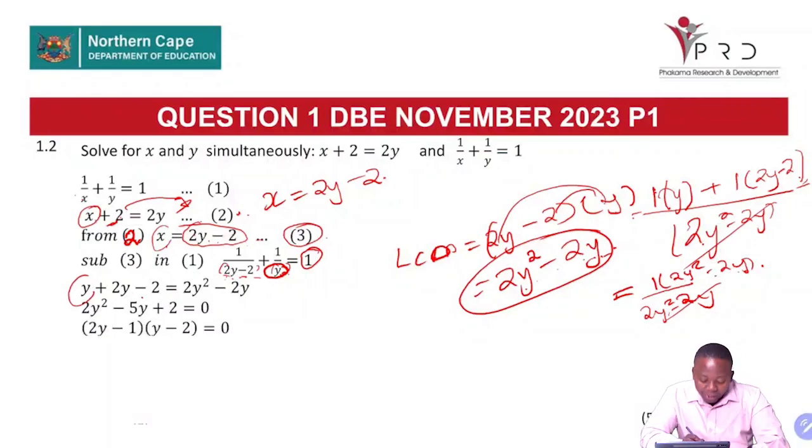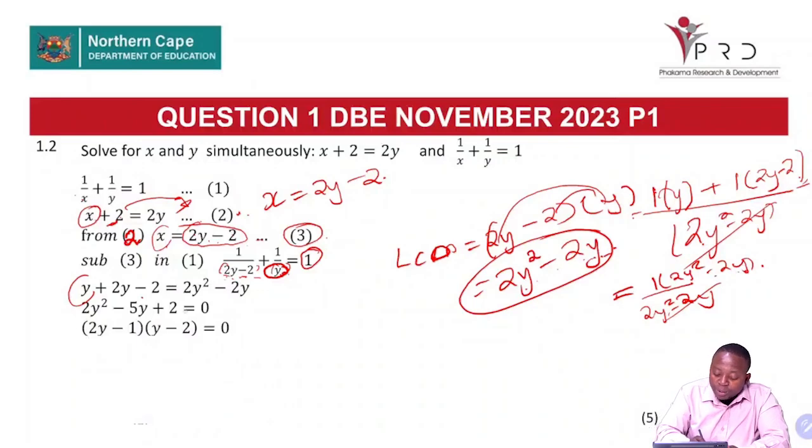After that, we write in a standard form. We transpose everything to the left. Then we work with the like terms. Thereafter, what we now have is 2y minus 1 into y minus 2 is equals to 0. So we are now factorizing what we had right there. Then when we factorize, we find that y is equals to 1 over 2 by applying the product rule, or y is equals to 2.